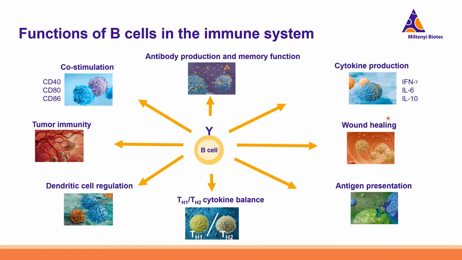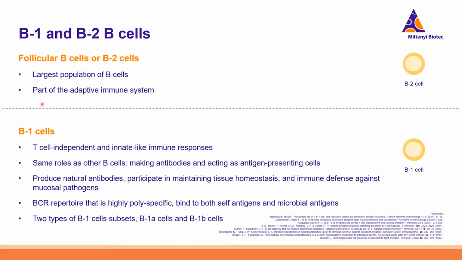They play a role in wound healing, in antigen presentation, also in the balance of Th1 and Th2 cells, dendritic cell regulation, also in tumor immunity and co-stimulation. So you see the B cells have many different functions that are really important in the immune system. In general, we'd always talk about the B cells, but there is no such thing as just the B cells. We have many different subsets, and even the subsets are distributed in different subclasses of B cells.